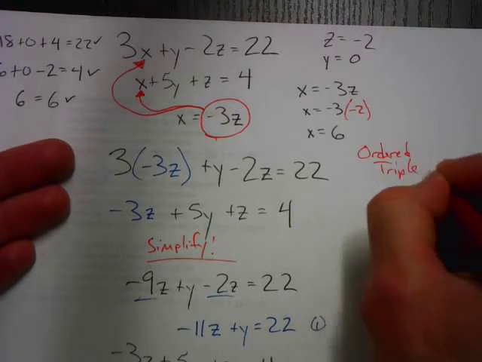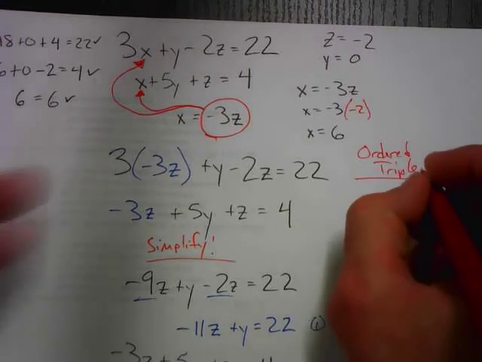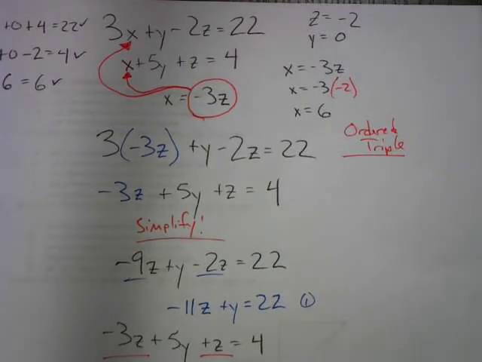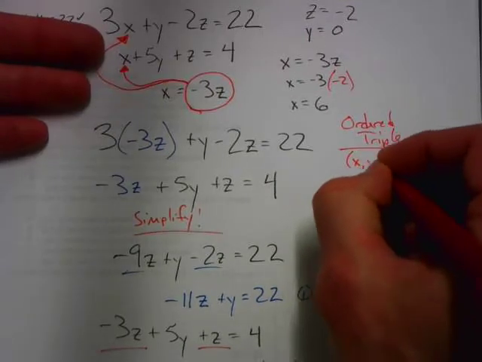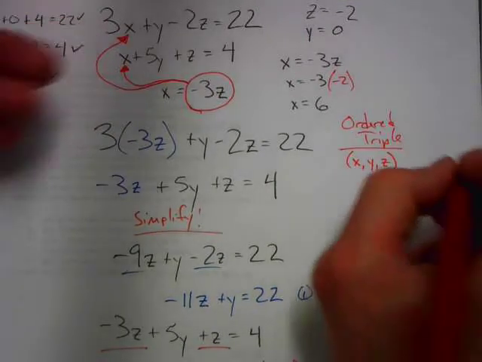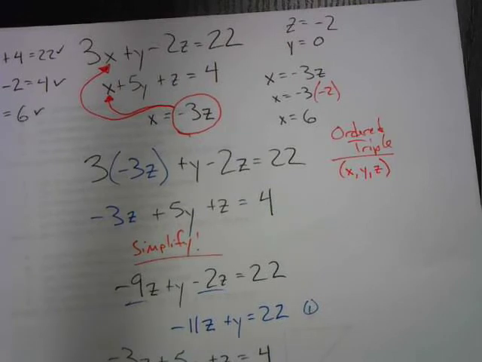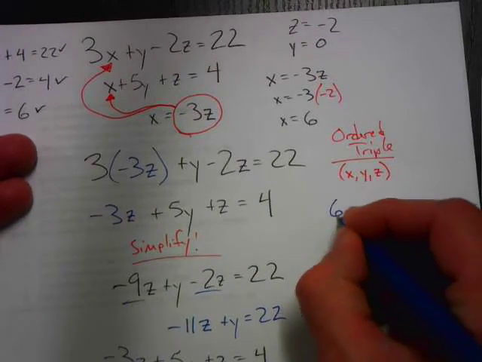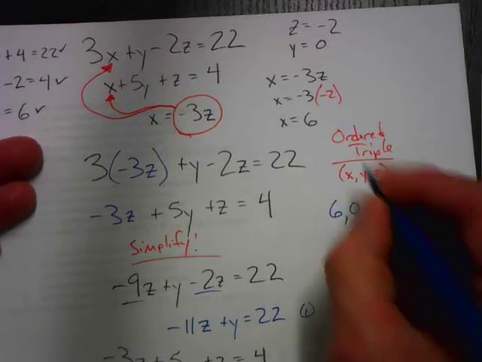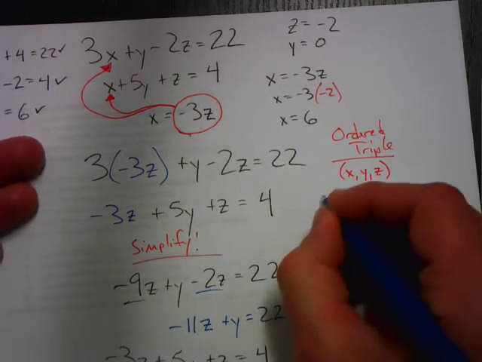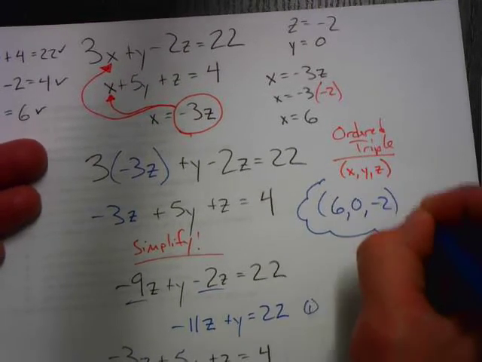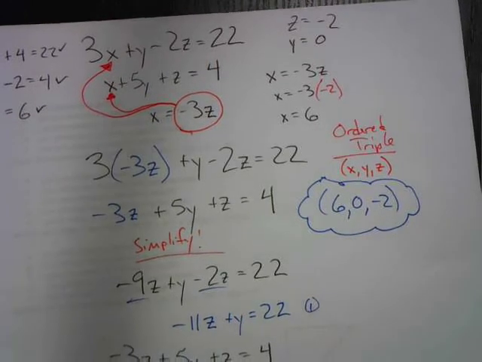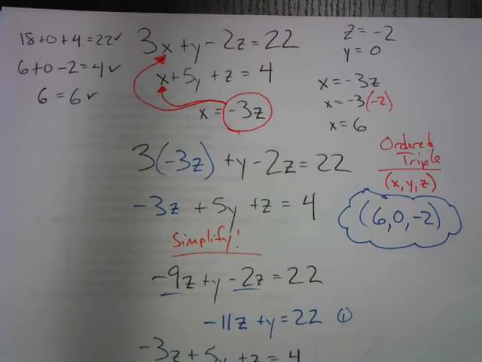Ordered triple deals with three-dimensional space, and there's a lot of crazy fun stuff that goes on. The way an ordered triple goes, if you haven't guessed already, is x, y, and z. So that makes life a lot easier. Our x coordinate is 6, our y coordinate is 0, our z coordinate is negative 2. Everything has checked out. There is our ordered triple. And that is how we deal with systems of equations in 3 variables.